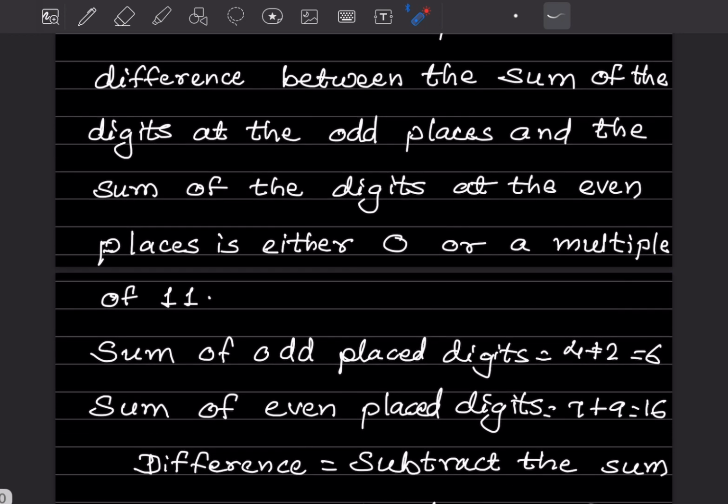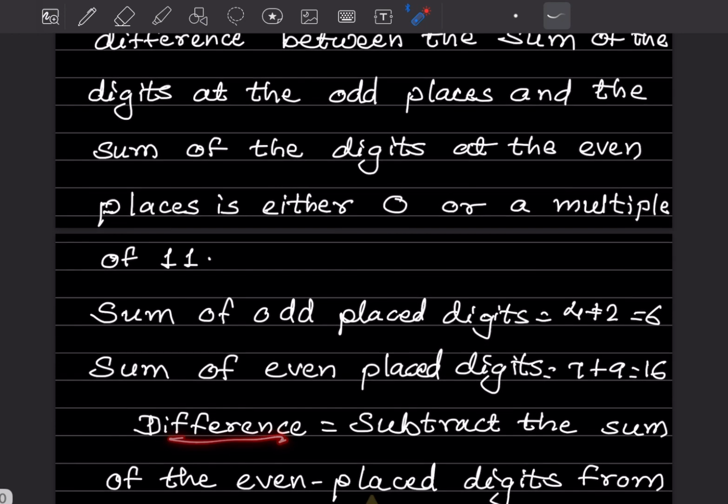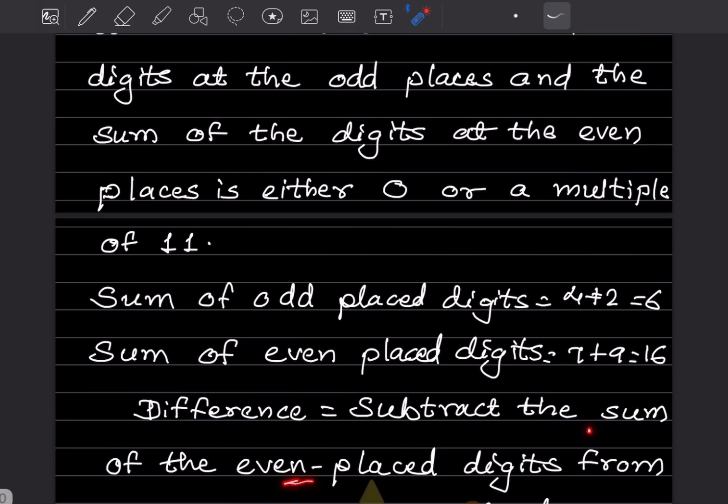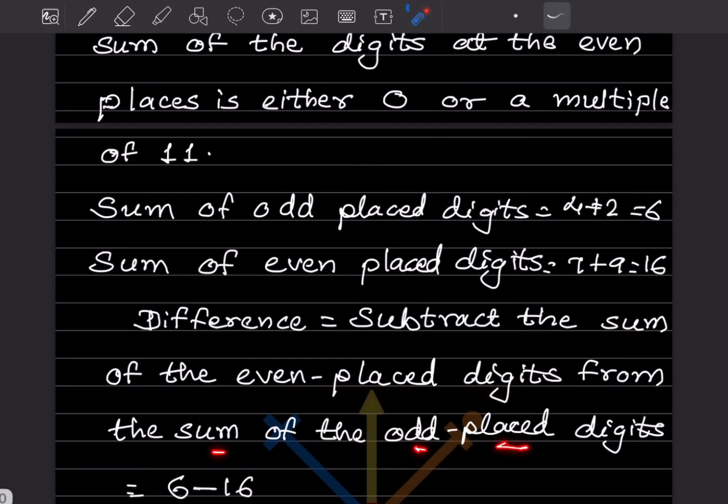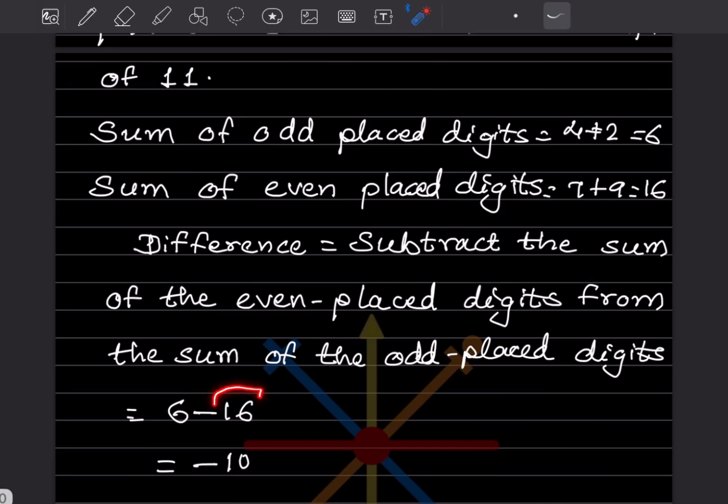When you find the difference, you have to subtract the sum of the even place digits from the sum of the odd place digits. Whenever the word from is used, whatever comes after it should be at the start. So after from, what is that? The sum of the odd place digits. This is also one of the important things you have to remember. So here it will be 6 minus 16, which will be minus 10.